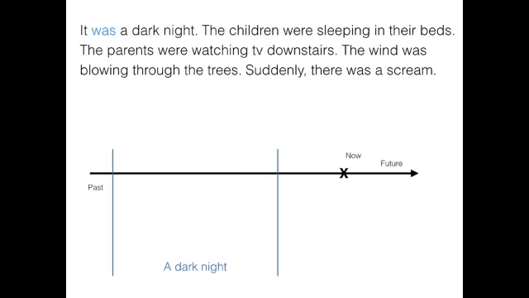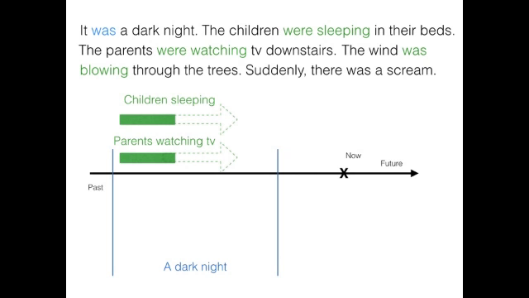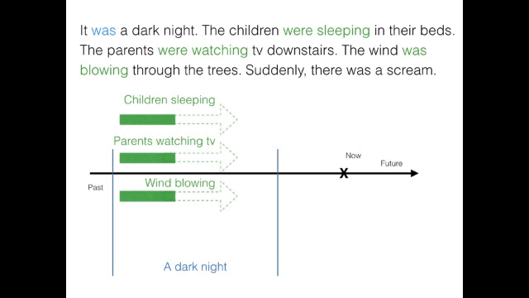On our timeline, we can show the dark night, which started and finished in the past, past 1. The children sleeping, started but not finished, past 2. The parents watching TV, started but not finished, past 2. The wind blowing through the trees, started but not finished, past 2. And the scream, which interrupted everything and becomes the reference point, past 1.